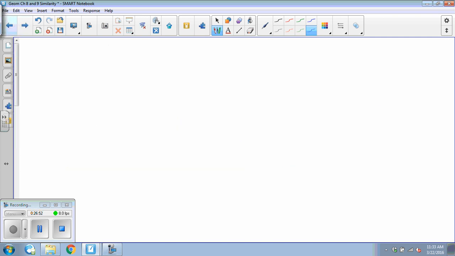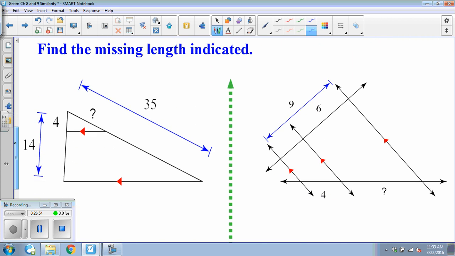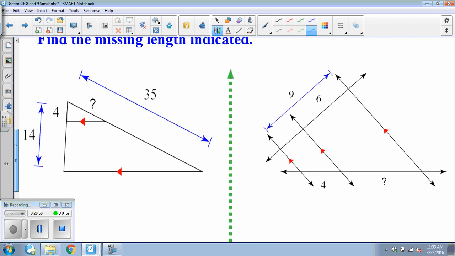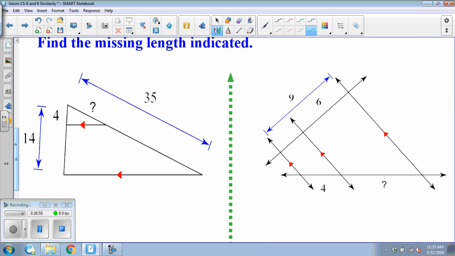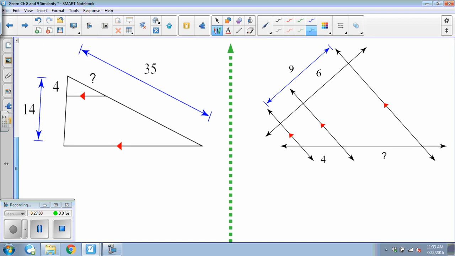Now, these two problems, this is not a new concept. You have to find the missing length indicated. I just wanted to be able to show you an example of this weird looking shaped one on the right. The one on the left, that's a triangle inside of another triangle. So y'all copy this down and then we will talk about that.